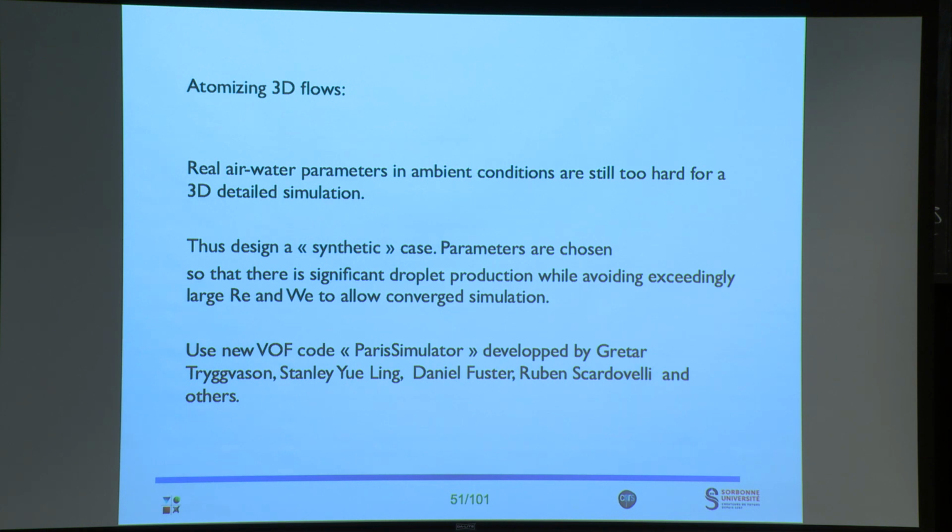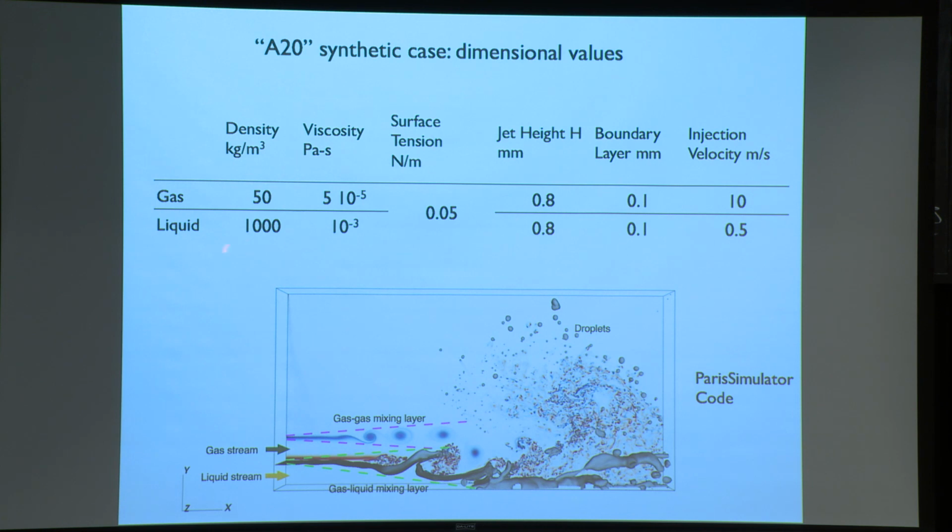So let's try to investigate that numerically, but we cannot investigate that, contrary to the previous case, with air and water conditions. It's either too expensive or too unsafe, because I've shown you about the large density ratios and the kinetic energy, which is still a bit spurious in the droplets. It's much more safe to do this with moderate density ratio. So we design a synthetic case with a more moderate density ratio. And we use a new volume of fluid code developed by Grétar Tryggvason and myself and others. And this is the synthetic case.